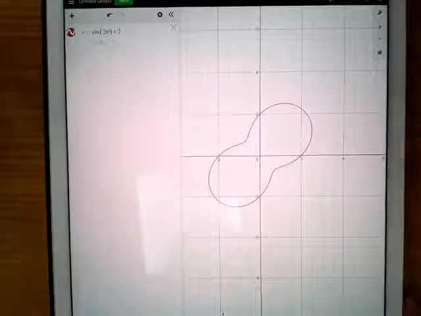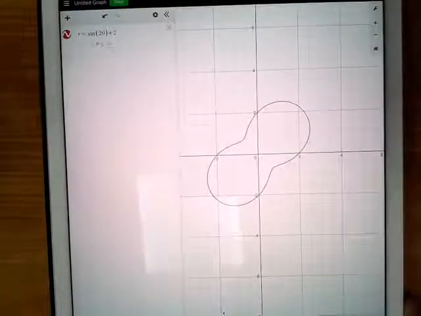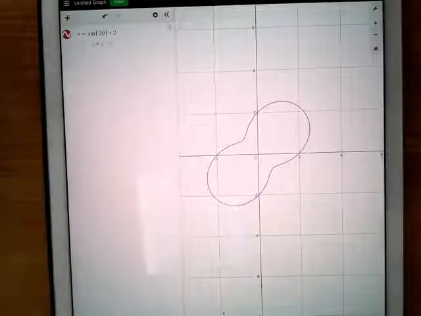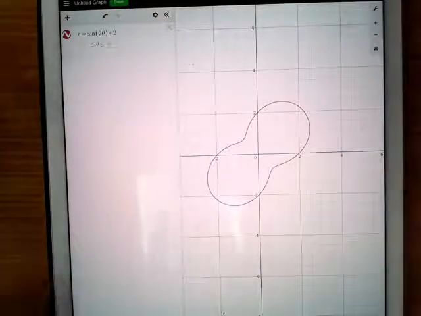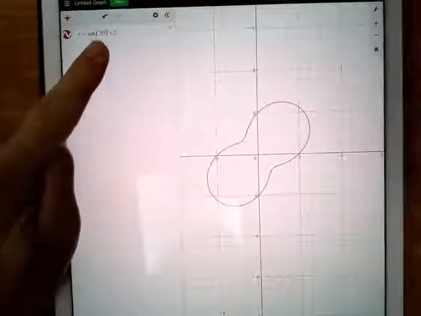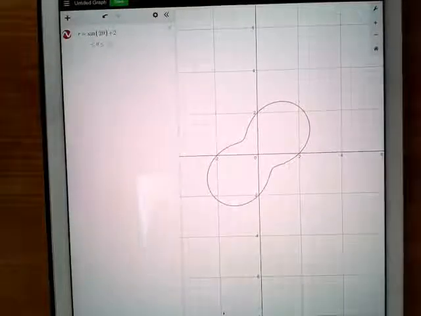We start with a polar curve, r equals sine 2 theta plus 2. Looks a bit like a monkey nut or something like that. It's defined for all values of theta because r is always positive. If you think about that, that makes perfect sense because sine runs between -1 and 1, and because I'm adding 2 to it, I've definitely got a positive value.